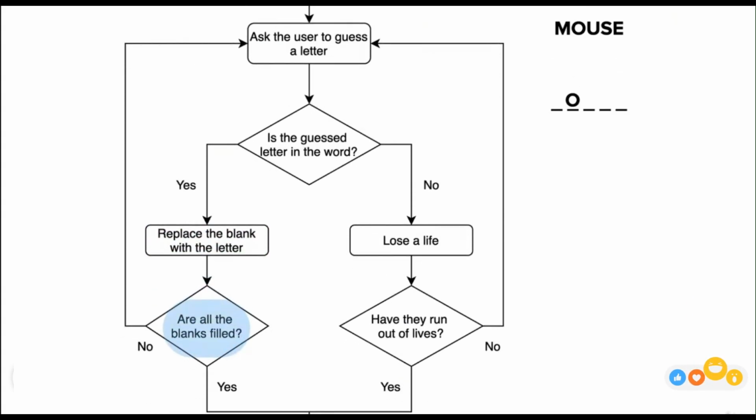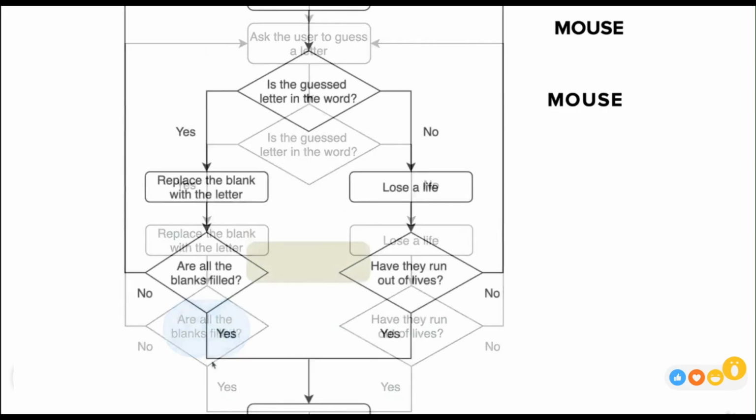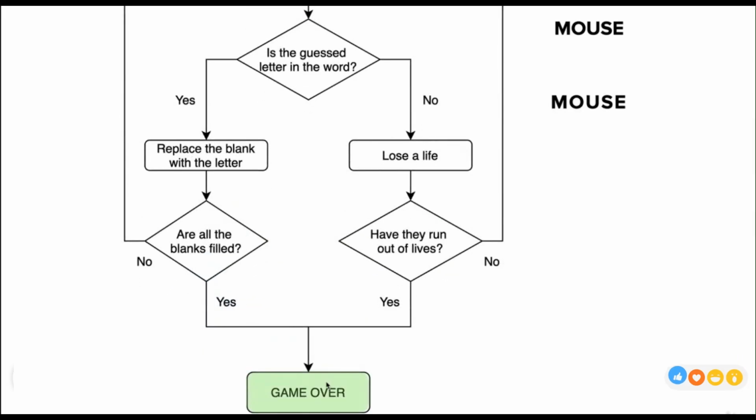Now, the next stage is we have to check, are all the blanks filled? Are all of these blanks removed? Because in that case, it means the user has guessed all of the letters correctly. Well, at the moment, it's definitely a no, because we've only guessed one letter. So then we go all the way back to the beginning and we ask the user to guess another letter. Now, at some stage of the game, all the letters will be guessed, and then we can answer yes to this question, which means it's game over. The user has won because they've guessed all the letters correctly.